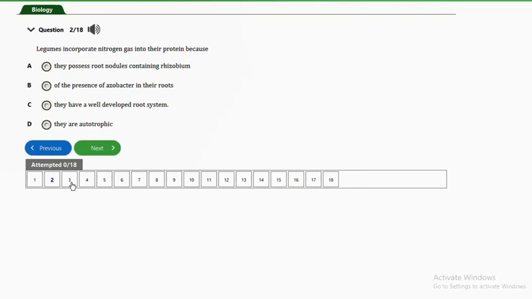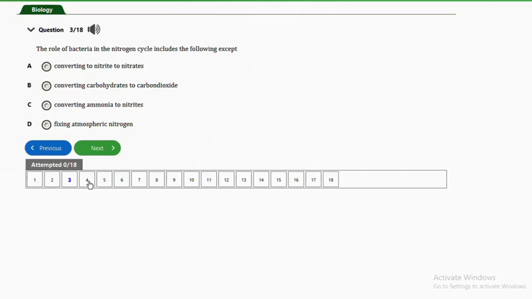Actually, the rhizobium there have a symbiotic relationship with these legumes, and they fix atmospheric nitrogen into a form that the plants can use in the roots of these legumes. On the other hand, they derive from the nutrients produced by these legumes. So the legumes can use this atmospheric nitrogen to make proteins. So guys, let's look at the next question.